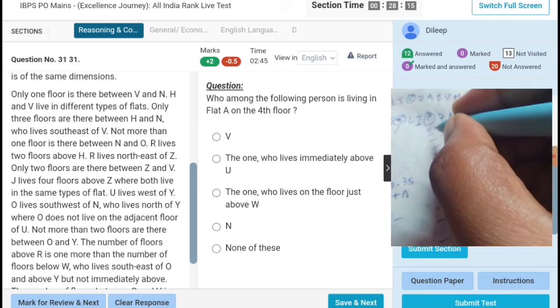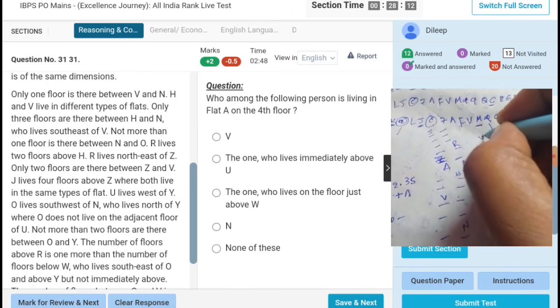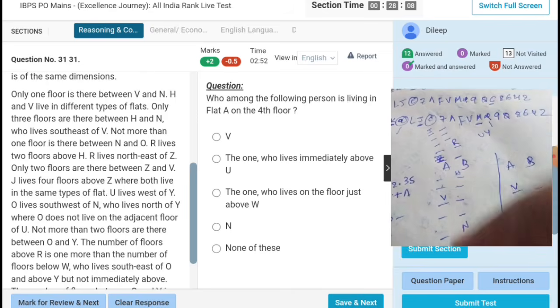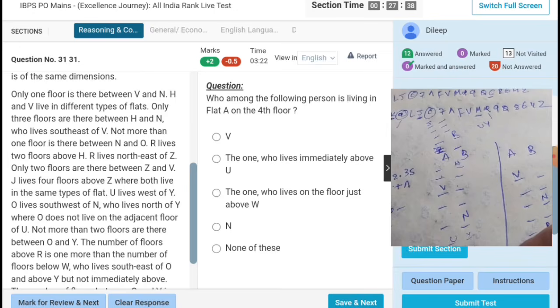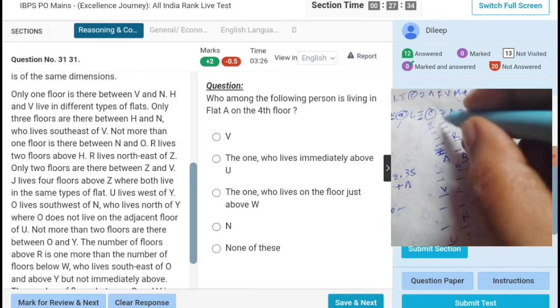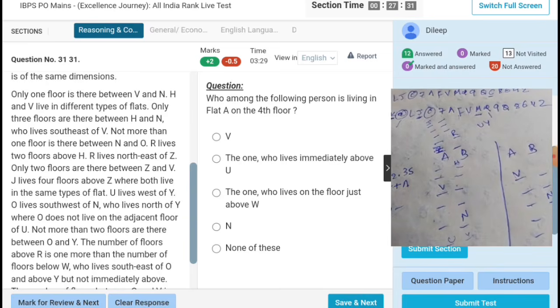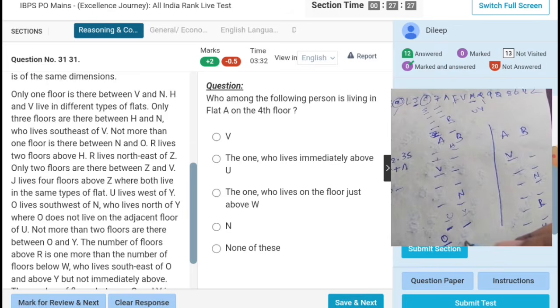Same type of flat. And V is the west of Y. O is the southwest of N. So O is the southwest of N, N who is the north of Y. And O is not adjacent to the U floor, and the number of floors above R is one more than the number below W. W is southeast of O.